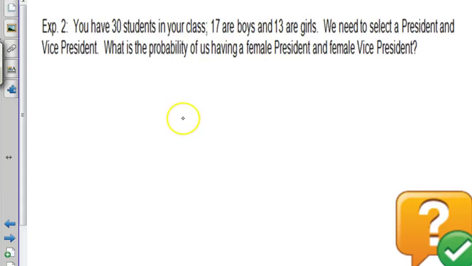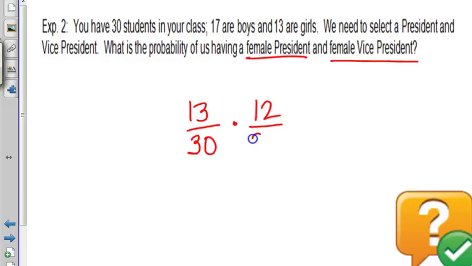Okay, so you have 30 students in your class, 17 are boys, 13 are girls. You need to select a president and a vice president. What's the probability of having female president, female vice president? So we go to pick a president. We want a girl. We have how many to pick from? The probability is 13 out of 30. But when we go back to elect a vice president, we now have 12 girls left to pick from out of 29 students in the class. I don't think I can do that in my head. Someone help me reduce that. 26 out of 1. Thank you.